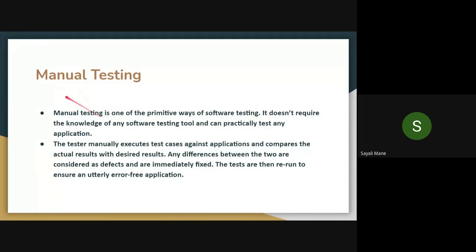So what is manual testing? It's one of the ways of software testing. It doesn't require knowledge of any software tool. The tester manually executes the test cases against the application. Then he compares the actual result with the desired result. If anything is wrong, then he fixes it, or else he reruns the respective test cases. This is what manual testing is.